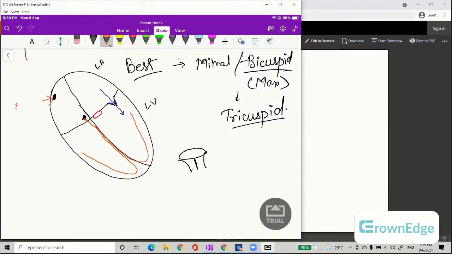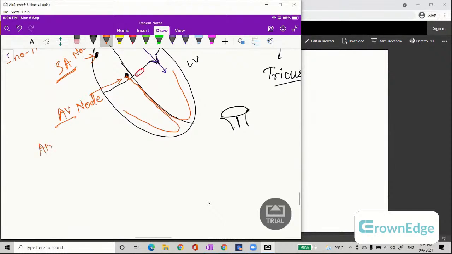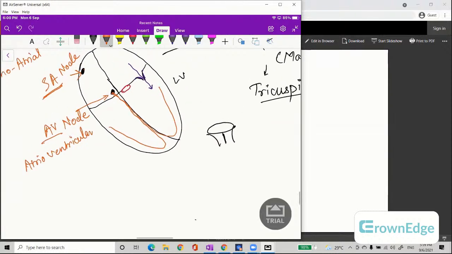So this is known as SA node. This is known as AV node, atrioventricular. This is sinoatrial. Why? Because this is present in the atrium. So that's why this node is known as sinoatrial node, right? This AV node is present almost near the junction of the atria and the ventricle over here, and that's why it is known as atrioventricular node. Then the AP, that is the action potential, is going to follow.